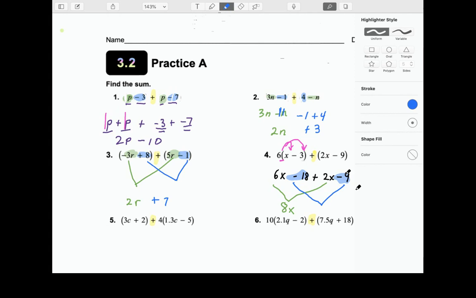So I'm going to add that up, and that is going to be 27, and it's going to be negative 27. And so it's 8x minus 27, and that's it. That's the answer. 8x minus 27.